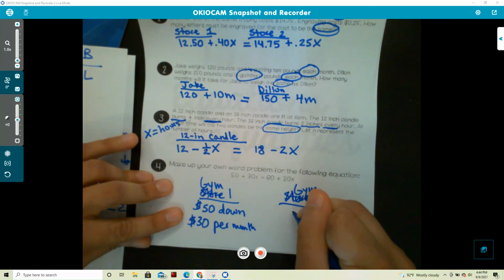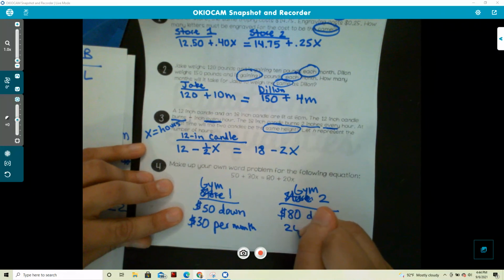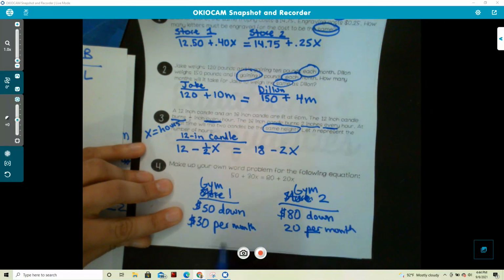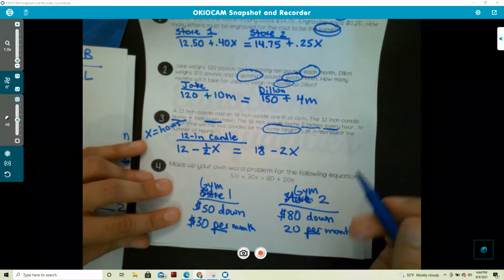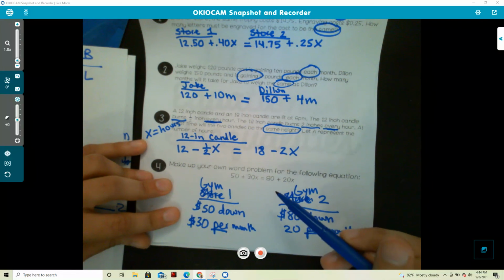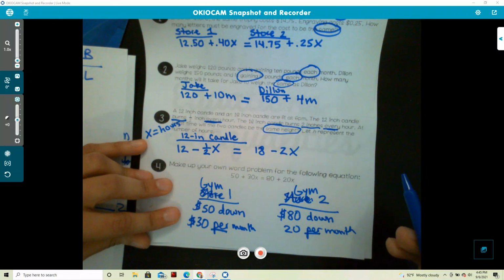And at gym 2, it's $80 down and $20 per month. So our keywords, variable words, per and per. And then the question could be, if you were paying for two gyms, at what point would you be paying the same? How long will it take?